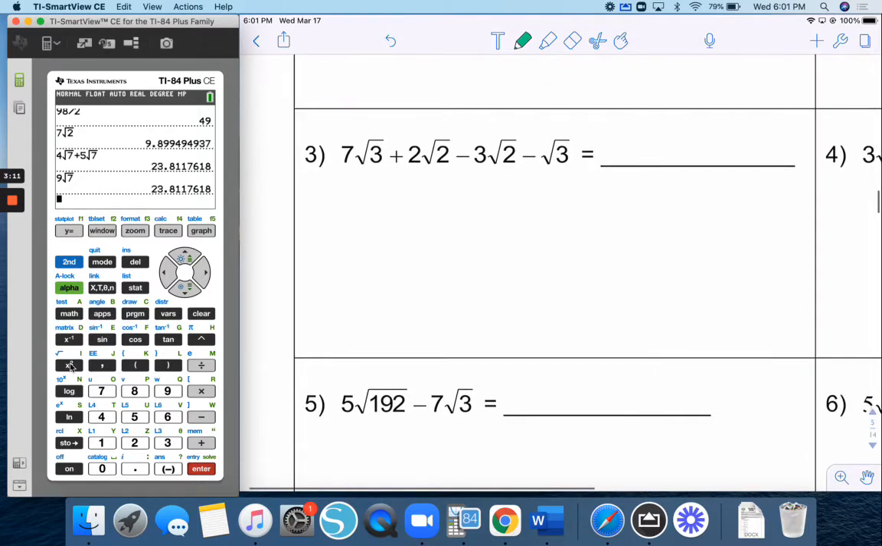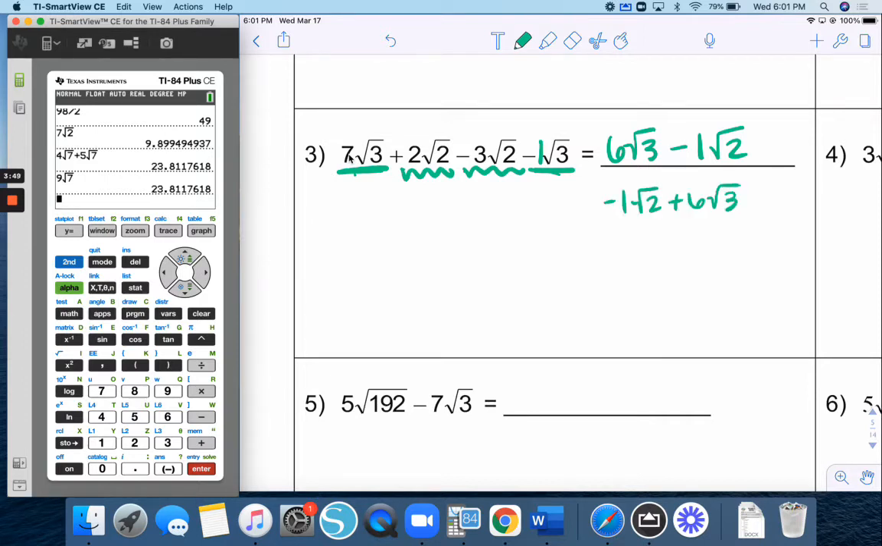For number 3, we're going to put our square roots of 3's together, and then separately our square roots of 2's. So square roots of 3, we have 7 minus 1 for a total of 6 square roots of 3. And then for my square roots of 2, I have 2 minus 3 for a total of -1 square roots of 2. So you're just combining the square roots that are the same, put those numbers that are in front together. With this one, it wouldn't matter if you rewrote it this way. The order doesn't matter. So you can write it either way as long as you don't combine things that are non-combinable.